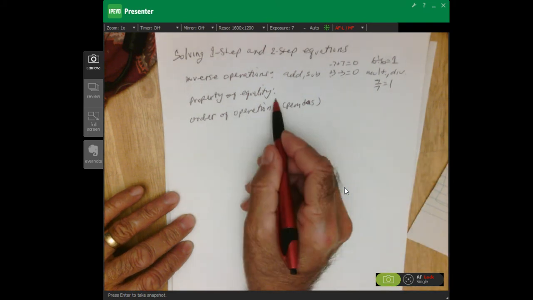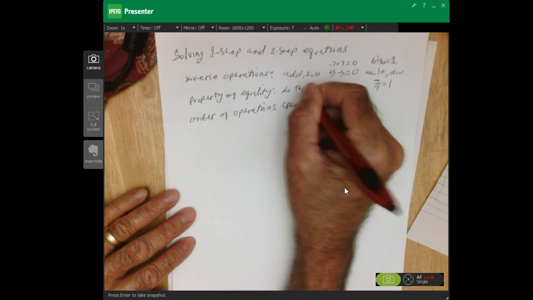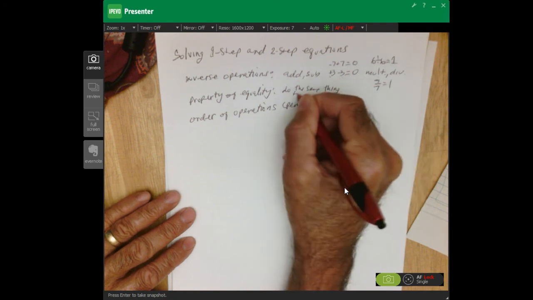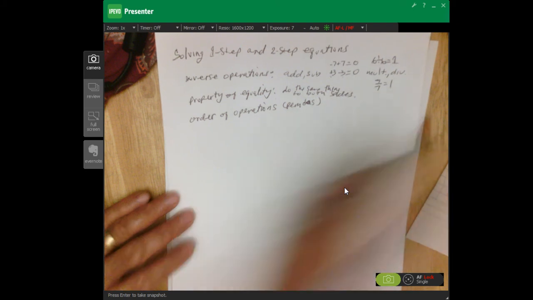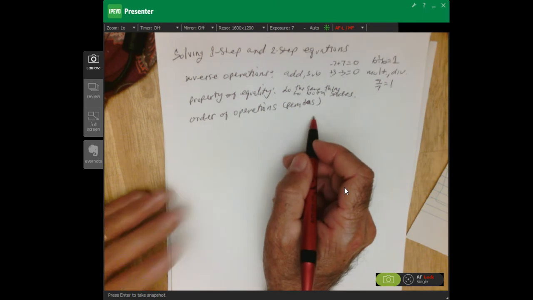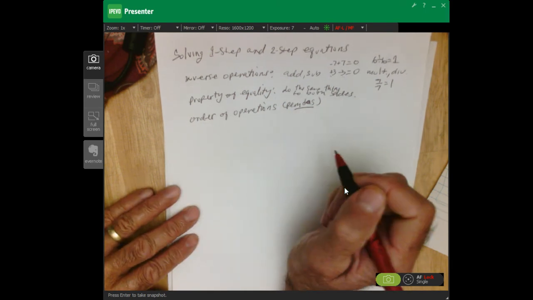Okay. Now the property of equality just says do the same thing to both sides. Okay, do the same thing to both sides, and it'll stay equal. And in the order of operations, PEMDAS. Okay, starting off, we're mainly going to be focusing on this part.